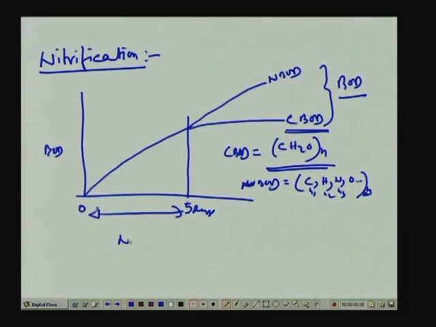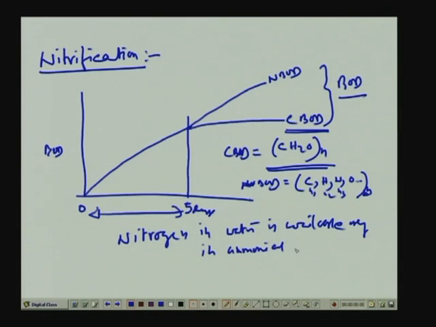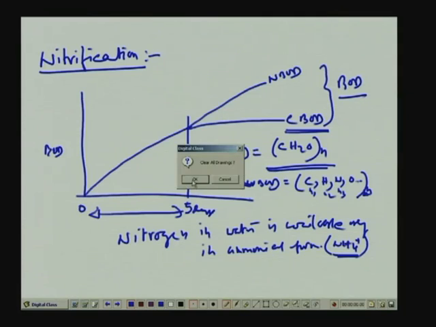Nitrogen in water is available only in ammoniacal form, basically as an NH4 plus radical. This is NH4, but when NH4 begins to decompose, the first thing is that there are two bacteria at two different stages.